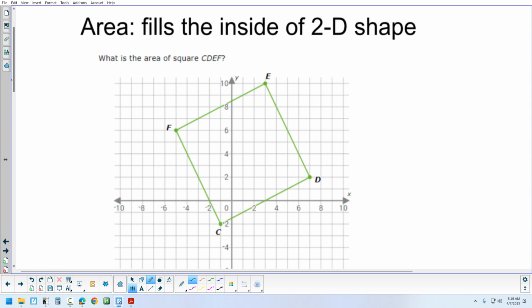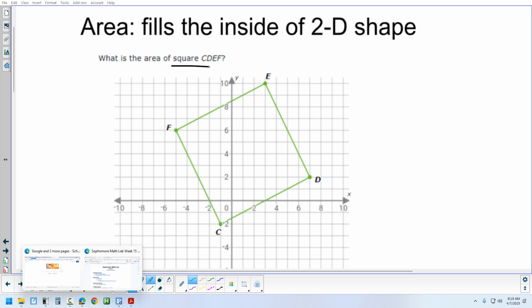Yeah, how do you know it's a square? It says it, yeah, right? It says you're finding the area of a square. If it didn't say square, we can't assume that green shape is a square unless we check it and make sure all the sides are the same. Right? But it says it's a square.